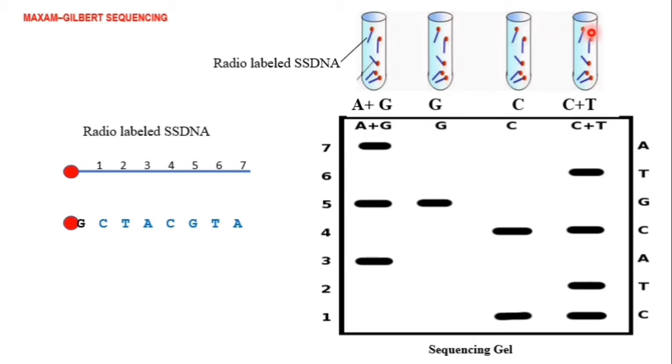After the polyacrylamide gel run, we expose the gel for autoradiography, and we can see different bands on the photographic film. From that, we can find out the DNA sequence.